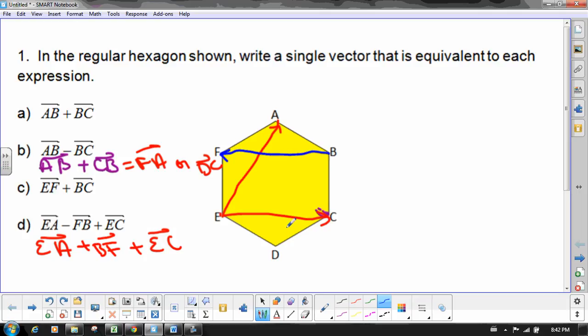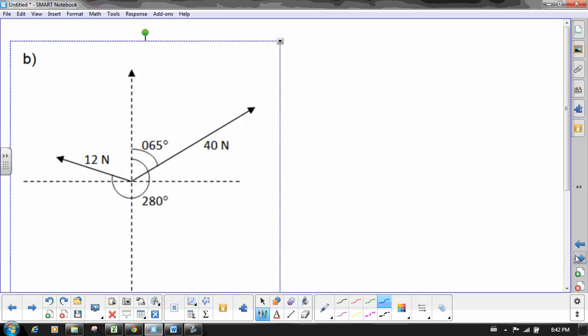I can see right away that EC and FB, they cancel each other out. They're going in opposite directions. So the answer to this one right here is going to be simply EA, because BF and EC, they go in the opposite direction, so they cancel each other out. So hopefully that makes a little bit of sense for you when you're working this question. The whole point of these questions is for you to recognize that you can move vectors around but still maintain the exact same thing. All right, so let's go on to the next one that you asked about.